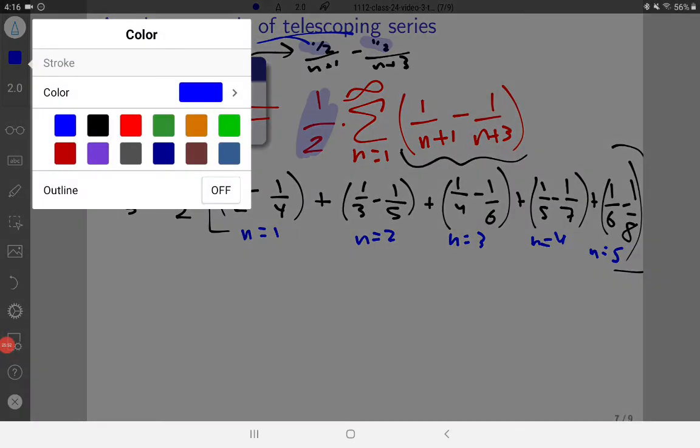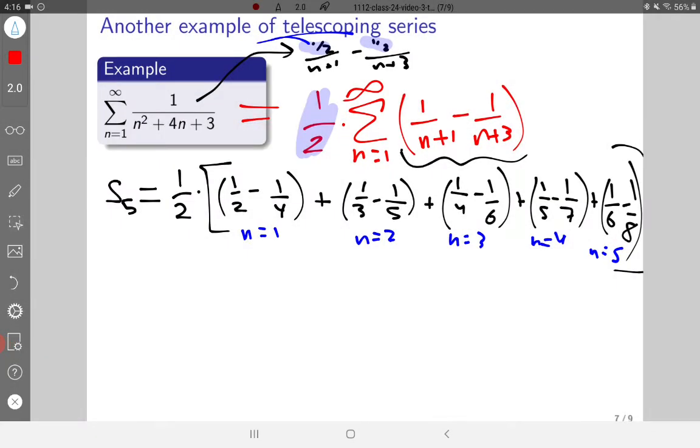And so let's think about where the canceling is going to happen now. I have a minus 1/4 here, and 2 terms later, not in the next one, but in the next one after that, I see a positive 1/4. Those are going to cancel out. And then I see a negative 1/5 here, and 2 terms later I see a positive 1/5, and those disappear. And I have a minus 1/6 here, and 2 terms later there's a positive 1/6.